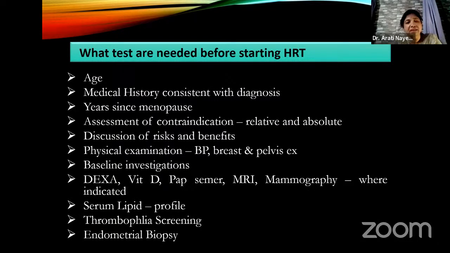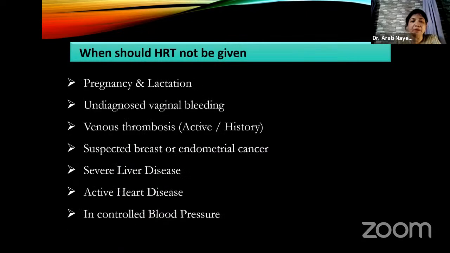What tests are needed before starting HRT? The woman must be less than 60 years. We should collect the medical history completely, ask the years since menopause, see the indications and contraindications of HRT, and discuss risks and benefits with the patient. We have to do a complete physical examination, that is blood pressure, breast and pelvic examination, and DEXA scan, vitamin D, pap smear, MRI, mammography if essential, and serum lipid profile. If there is risk for thrombophilia, a thrombophilia profile is done. An endometrial biopsy is advised if there is erratic bleeding after 6 months or increased endometrial thickness on transvaginal sonography.